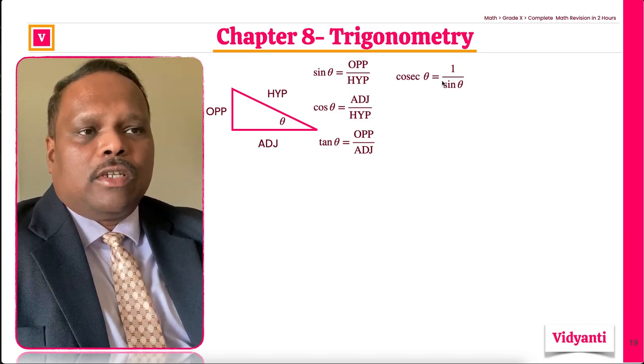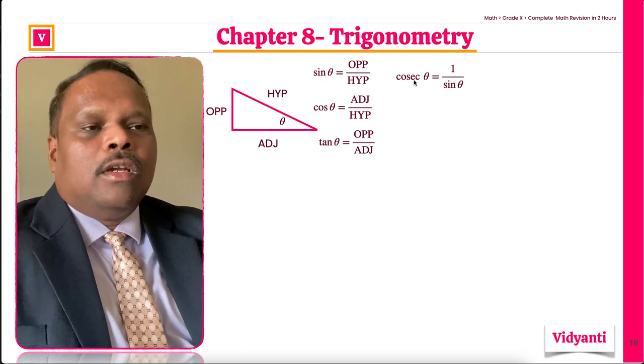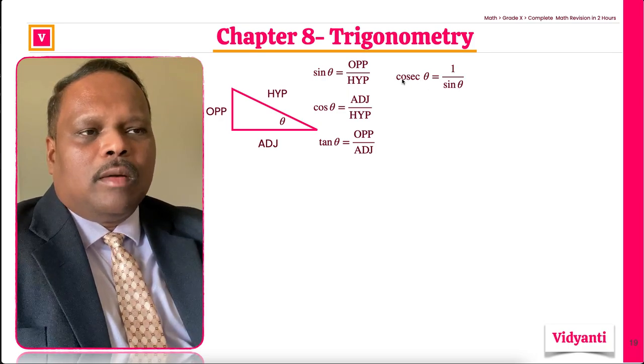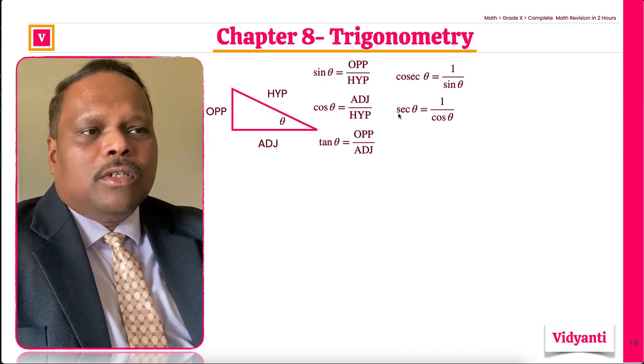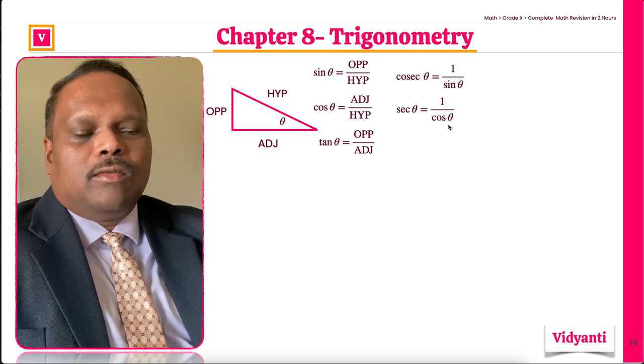Cosec theta is 1 over sin theta. Now many people get confused here. They think, oh, it's cosec, so it must be 1 over cos. No, it's actually the other way around. Cosec theta is 1 over sin theta. And sec theta, many people think that it starts with s, so it must be 1 over sin. Again, completely wrong. It's the other way around. Sec theta is 1 over cos theta.